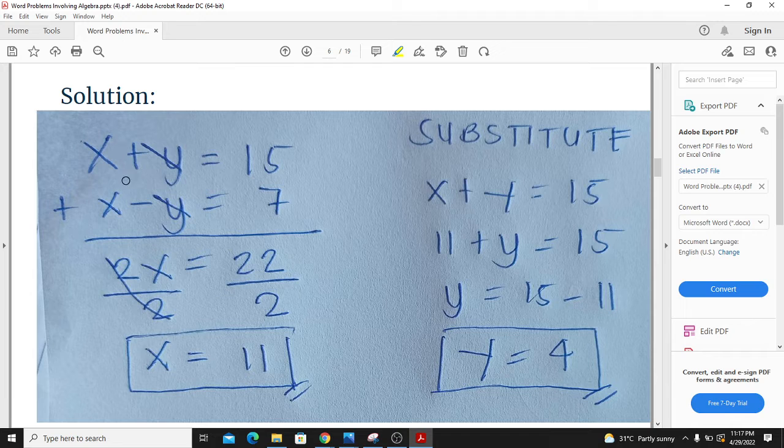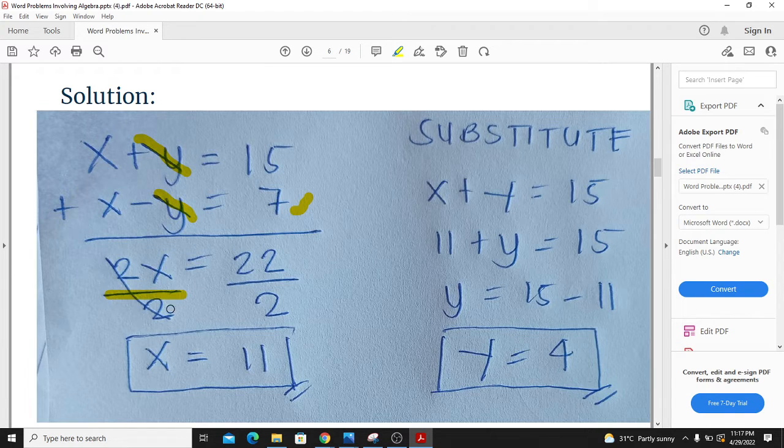So we have here two equations: x plus y is equal to 15 plus x minus y is equal to 7. I use the addition sign because we can easily cancel out one variable here. So basically I just added the two equations. We have here x plus x is equal to 2x. We can cancel out this one because positive y plus negative y is equal to 0. And then we have here 15 plus 7 is equal to 22. So we have a new equation, 2x is equal to 22.